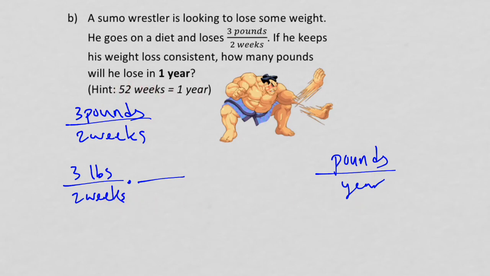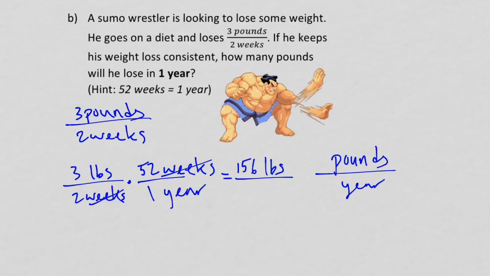So I'm going to use this. 52 weeks is 1 year. So I'm going to put 52 weeks up here, 1 year down here. Why that way? Because that way the weeks and the weeks cancel. And what I have left is going to be pounds and year, which is what I want. 3 times 52 is going to be 156 pounds. And 2 weeks times 1 year, that's 2 years. We don't want 2 years, we want 1 year. So 156 divided by 2 would give you 78 pounds in 1 year. That is the correct number.